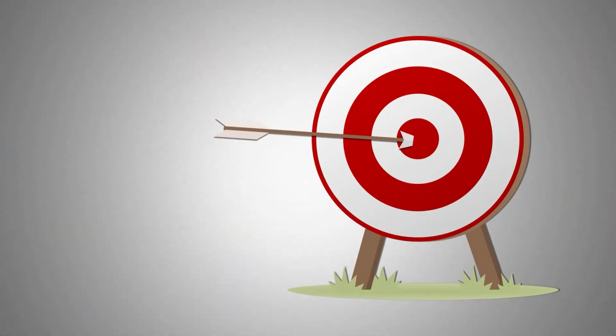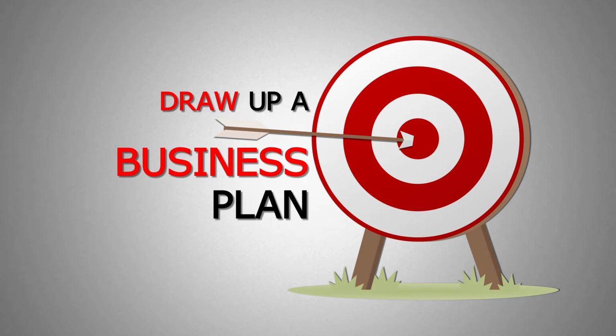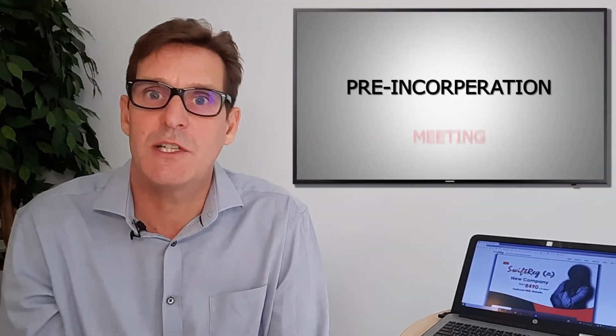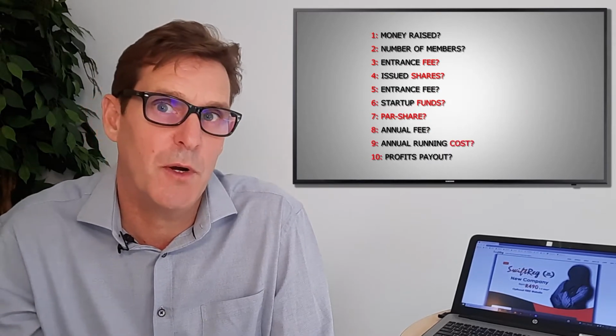The example you see here is a small fishing business based in Kalk Bay. The first step is for our fishermen to get together to decide on how much money they plan to raise, as it is their intention to buy a small fishing boat. To do this accurately, it is recommended that they draw up a business plan. This initial meeting of members is referred to as the pre-incorporation meeting, and it is where all 10 of these decisions should be agreed upon.